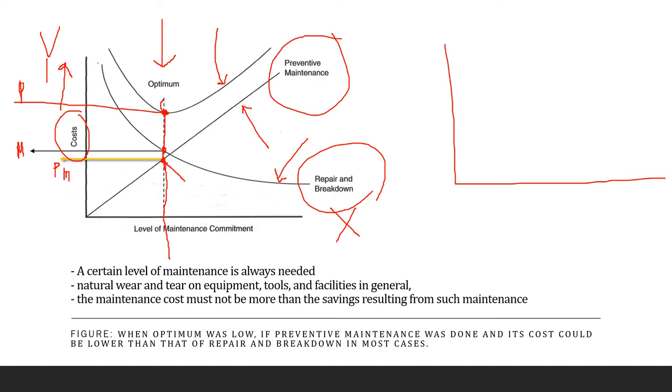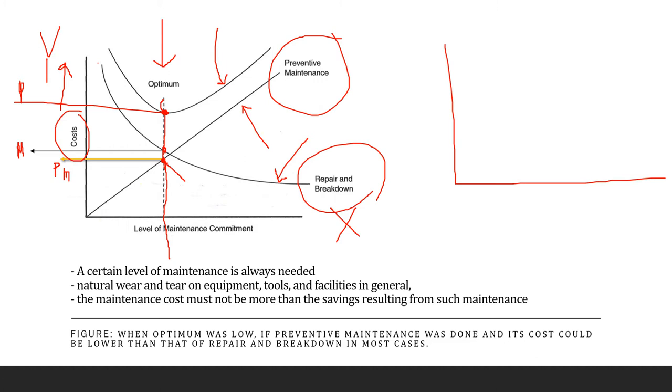So if you spend about, let's say, 5,000, you'll be saving, let's say about 8,000, compared with repairing when the system breaks. But at that time, the system is generating, let's say, 150,000. So you spend 5,000 out of 150,000. So you have 150,000 minus 5,000, which is 145,000. Okay, so that's what it's saying. Maintenance costs must not be more than the savings resulting from such maintenance.